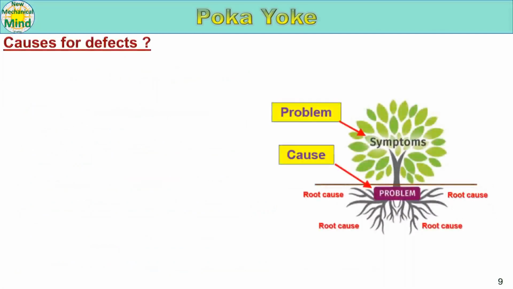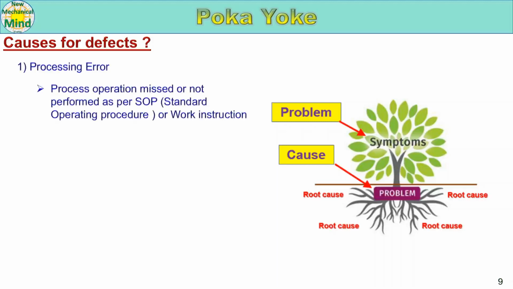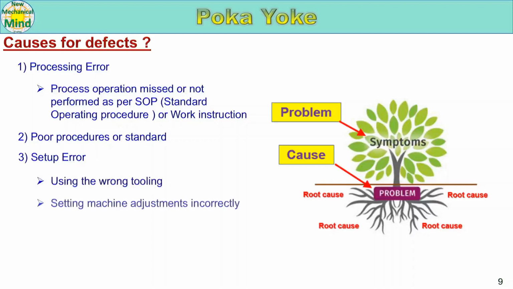Causes for defects. Now we are going to see the possible causes for defects. First, processing error. Process operation missed or not performed as per standard operating procedure or work instruction. Poor procedures or standard. Setup error. Using the wrong tooling, setting machine adjustments incorrectly, machines, non-conforming material, and human mistakes. These are all the possible causes for defects.